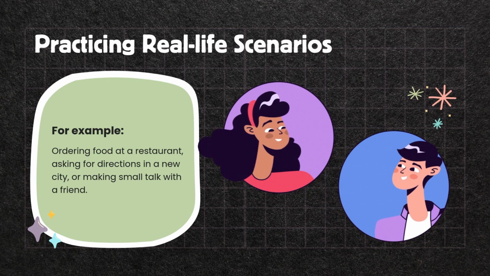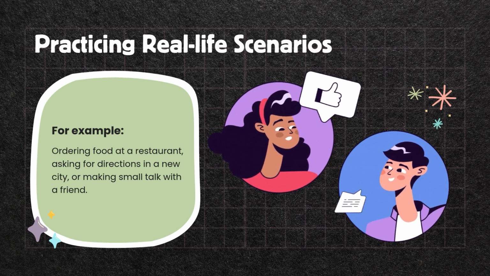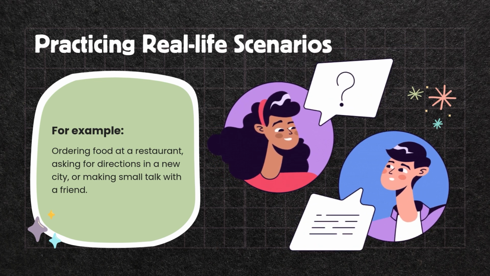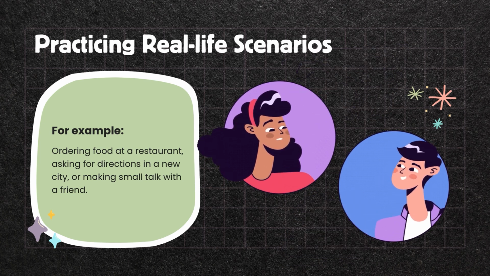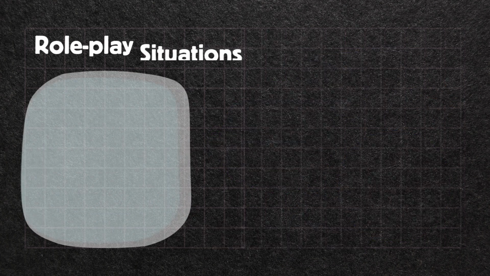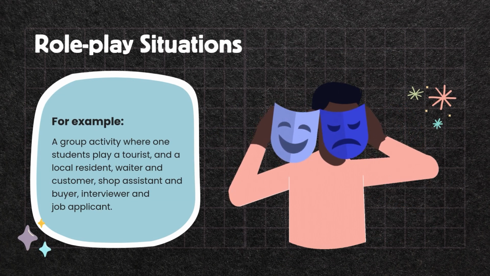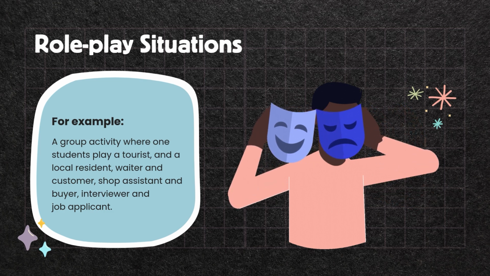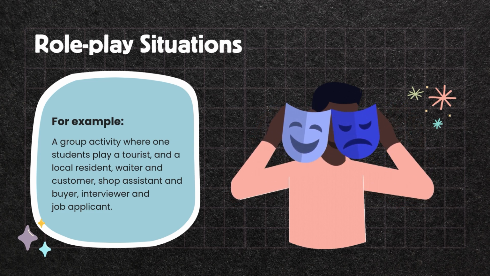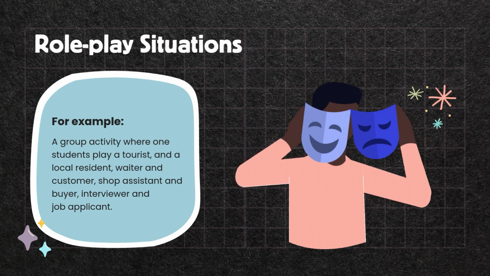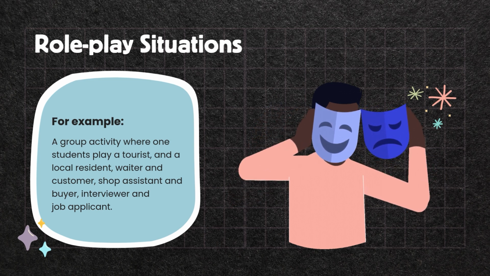Practicing real-life scenarios. These are everyday situations that students are likely to encounter outside the classroom, like ordering food at a restaurant, asking for directions in a new city, or making small talk with a role-play situation. Students take turns being different characters. Imagine a group activity where one student plays a tourist and another is a local resident. The tourist asks, "Excuse me, can you help me find the nearest train station?" The local responds, giving directions, and both get to practice listening, responding, and thinking on their feet.